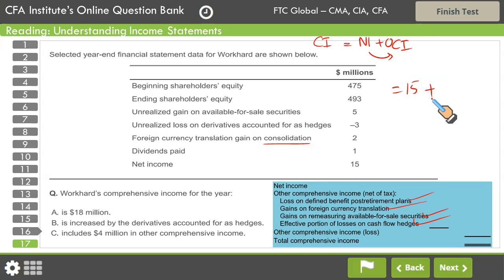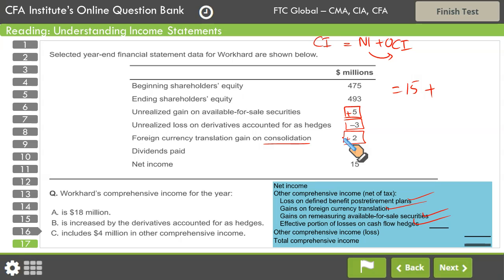Other comprehensive income. We are given three components of other comprehensive income. Unrealized gain on available for sale debt securities: their gain and loss goes to other comprehensive income. Unrealized loss on derivatives accounted for as hedges, the effective portion of losses on the cash flow hedge, is a deduction, and foreign currency translation gain is to be added.